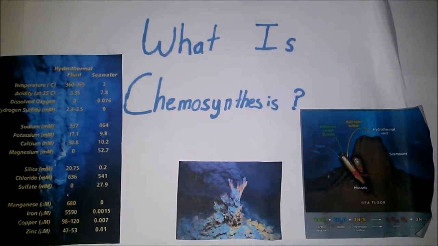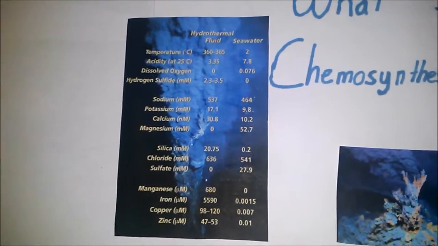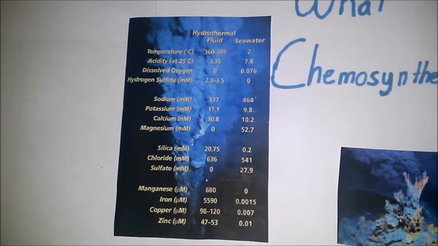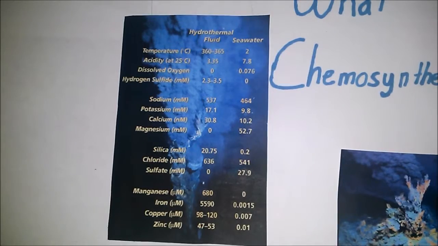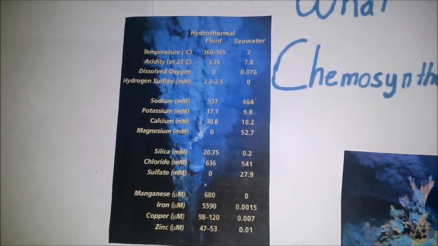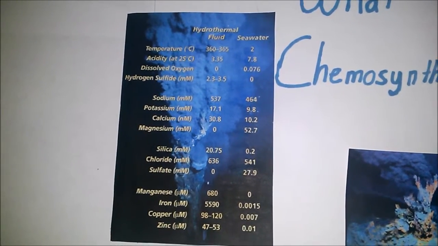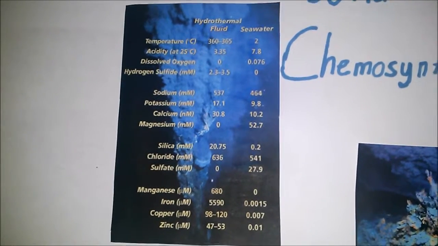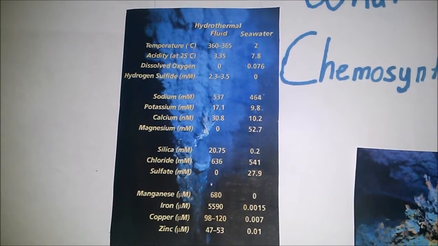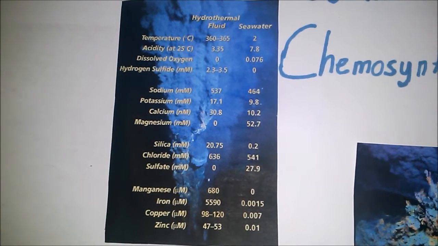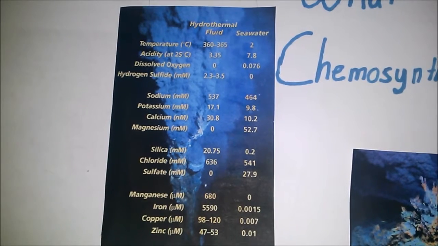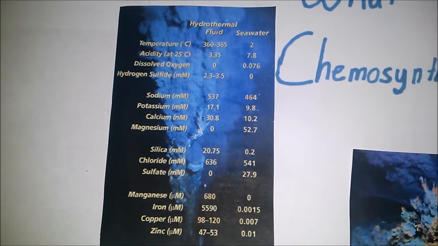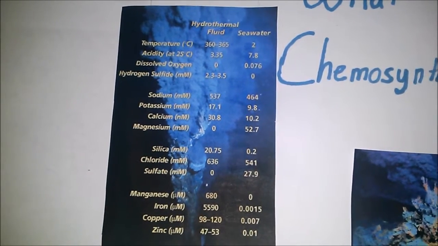And here on the left is a graph of all the characteristics of hydrothermal fluid versus seawater. As you can see, the heat of the magma under the surface of the earth allows the water there to pick up many of the particles. You can see manganese, iron, copper, silica, chloride, sodium, potassium are at higher levels than what seawater would normally be, and this allows chemosynthetic bacteria to use these minerals and chemicals to produce their own food.